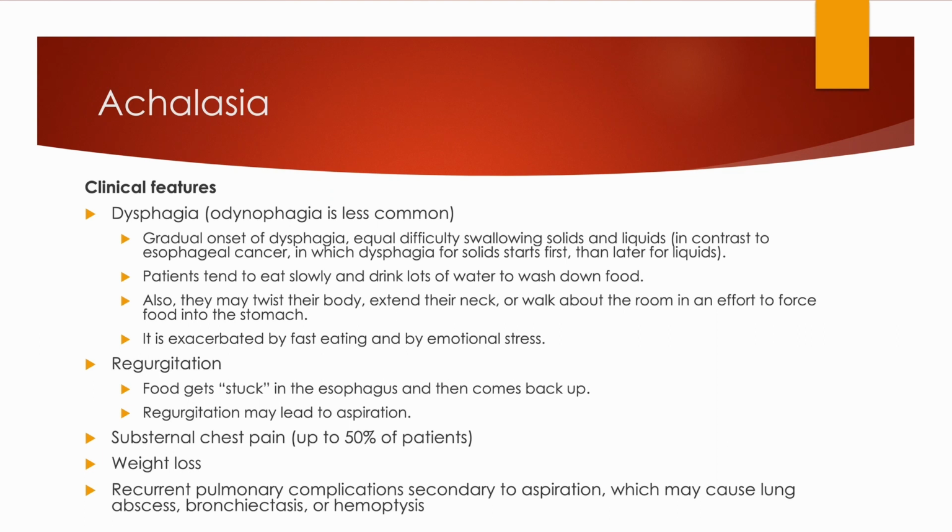Food gets stuck, so it gets stuck in the distal esophagus, and then when it can't pass, a lot of times they will actually get regurgitation of food, and with that comes the risk of aspiration and problems with like lung abscesses and things. Some patients do also experience some substernal chest pain. About 50% of the patients do, as well as weight loss because of inability to eat. They have trouble eating. And like I mentioned, they can have recurrent pulmonary complication because of aspiration.